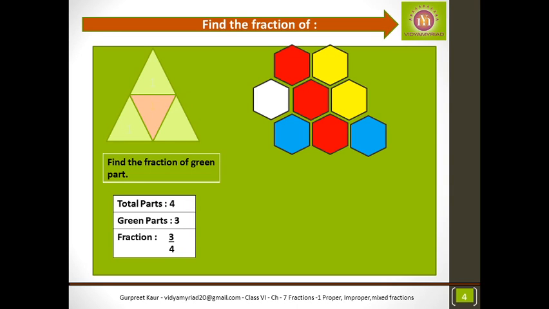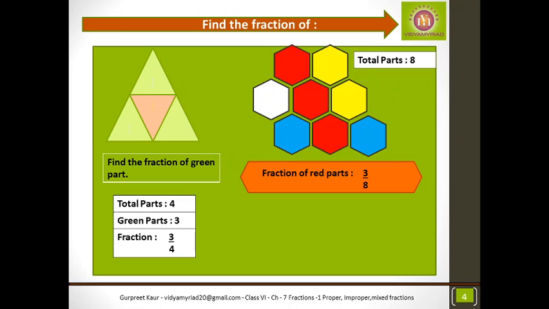Now look here, such a nice colorful picture. First of all, count how many total parts are there. There are 8 parts. Now, if I ask you what is the fraction for the red color, how many parts are colored with red? If you see, there are only 3 parts colored with red. So, I can write it as 3 by 8. 3 is for the red color and 8 is the total number of parts.